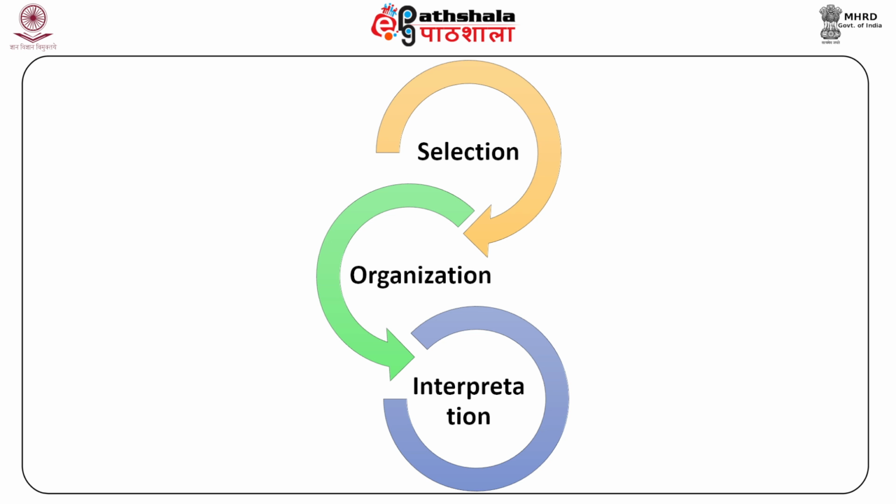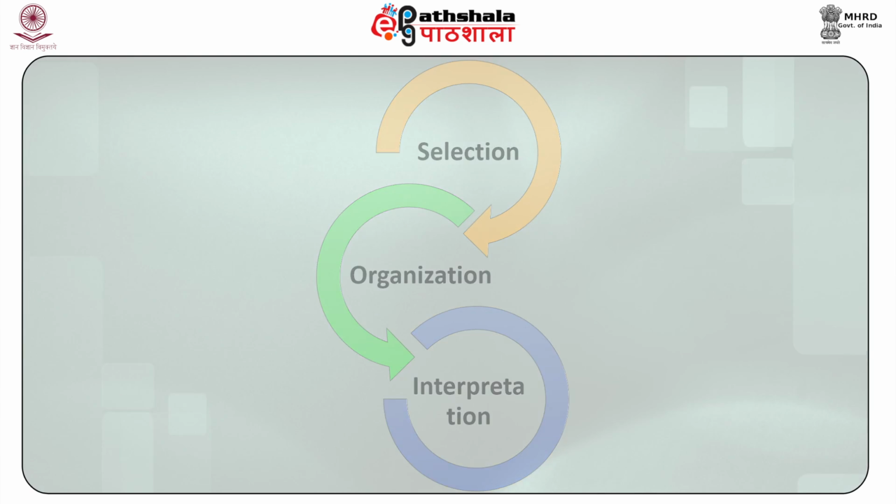Next, organization. Once the individual has selected his stimuli or perceived inputs, he organizes them into a meaningful picture. Next is interpretation. Interpretation is the explanation or analysis of the perceived output or the meaningful picture. Interpretation of individuals may differ as it is highly judgmental and subjective.